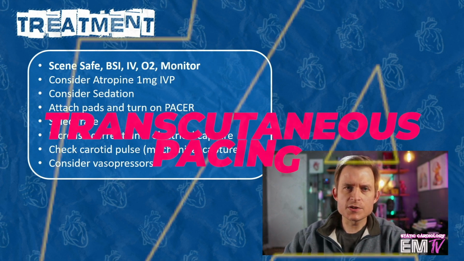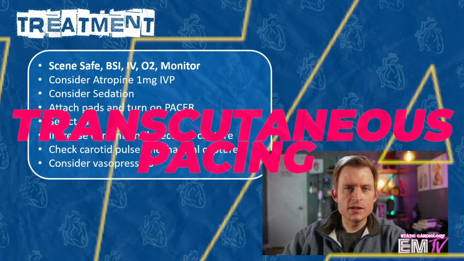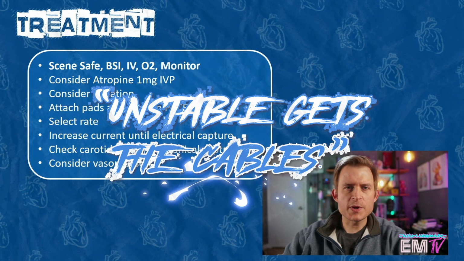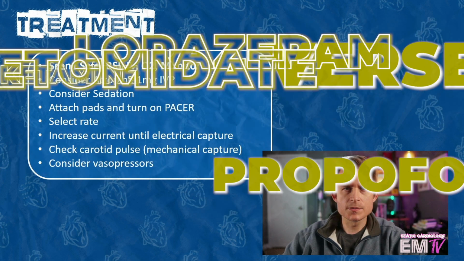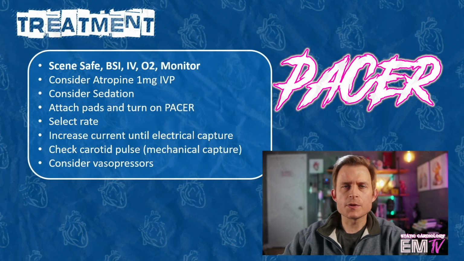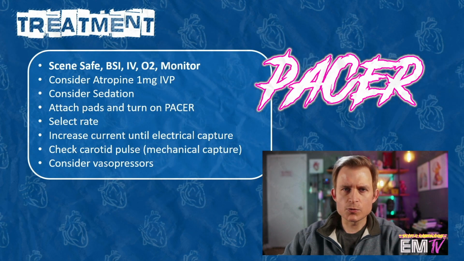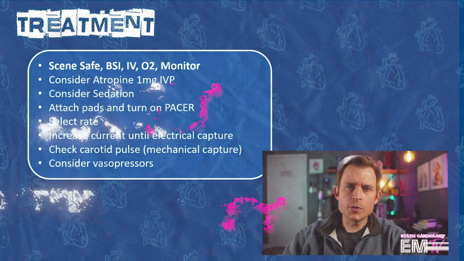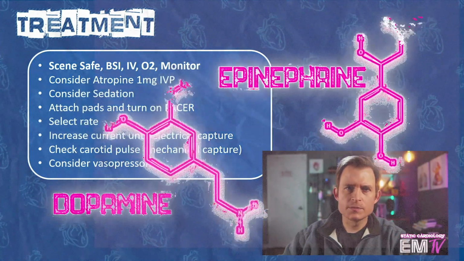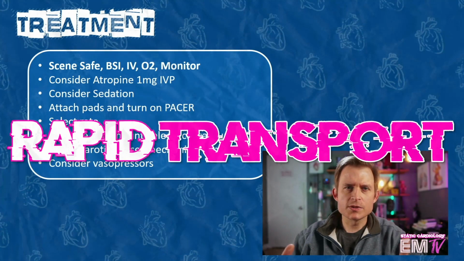But due to this patient's instability, transcutaneous pacing is going to be the most definitive treatment. As my patient is conscious, I'll consider sedation, and you can use a number of drugs to accomplish this. I'll then attach the pads and turn on the pacer function of my monitor. I'll select a rate, anywhere between 60 and 100 ppm, and then I'll increase my milliamperage until I achieve electrical capture, and I'll confirm a carotid pulse, checking mechanical capture. For additional pressure and rate control, I could then consider administering a vasopressor like dopamine or epinephrine infusions. And finally, rapid transport. And that's it.